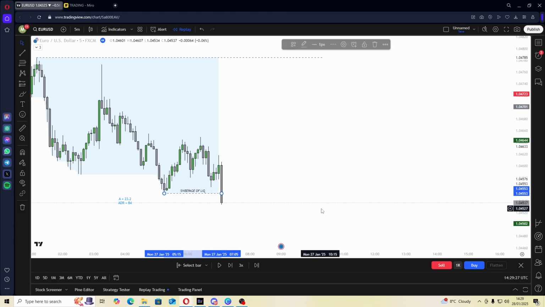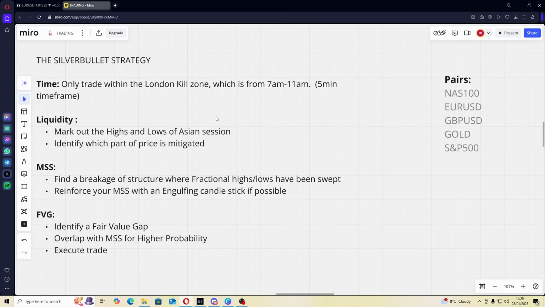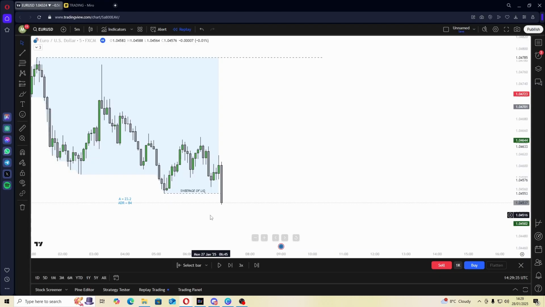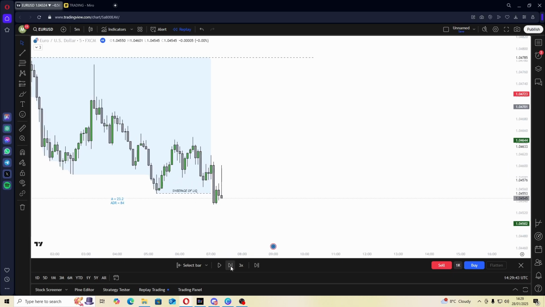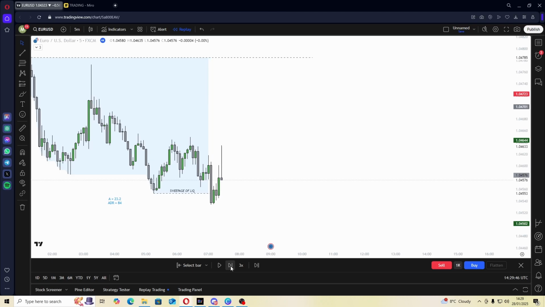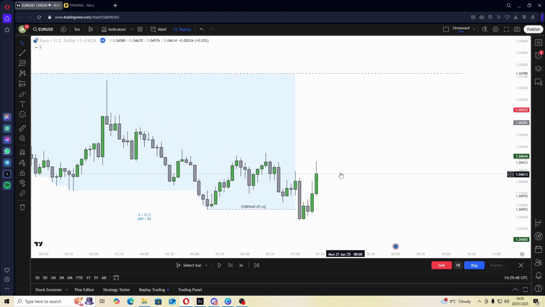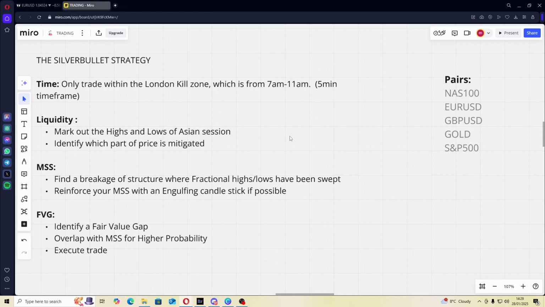Once we get the sweepage of liquidity, all we've got to do next is find a breakage of structure where the fractional highs and lows have completely been swept. So all we need to do is find a market structure shift basically towards the upside, because we already got the sweep towards the downside. So now we're aiming to trade towards the upside. Play price forward. You can see right there we've completely gotten a breakage of structure.